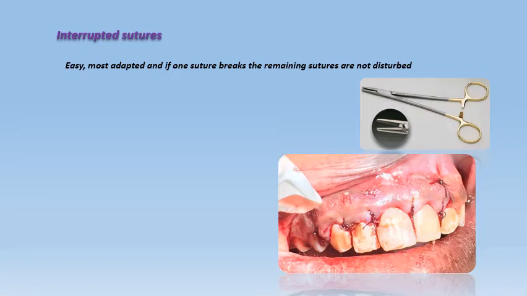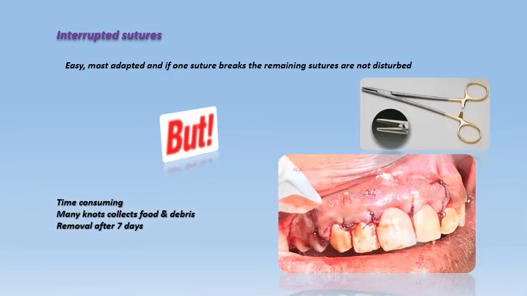And if one suture breaks, the other sutures will be fine. They will not be disturbed. But as we said before, nothing is fully ideal. There are advantages and disadvantages. These types of sutures are time consuming. I make a suture, then I cut, then I make another, then I cut, and they have many knots. These knots actually collect food and debris, especially for patients that are not good at taking care of their oral hygiene, and they need to be removed after 7 days.